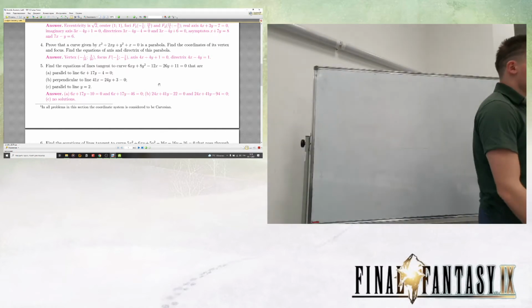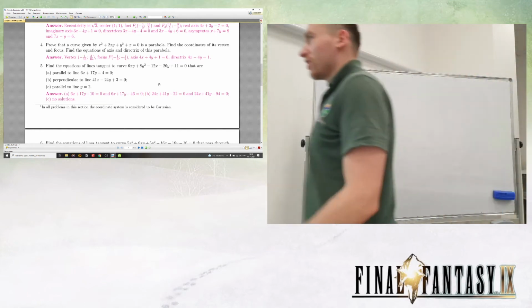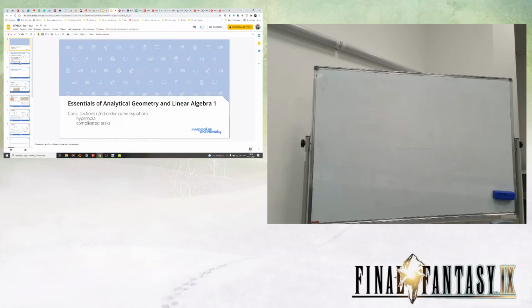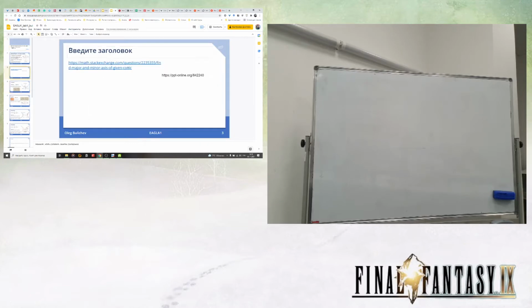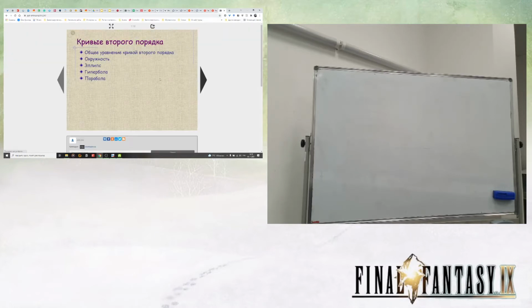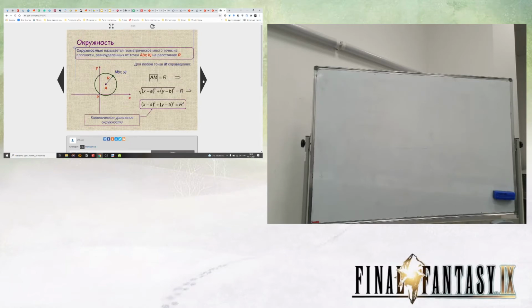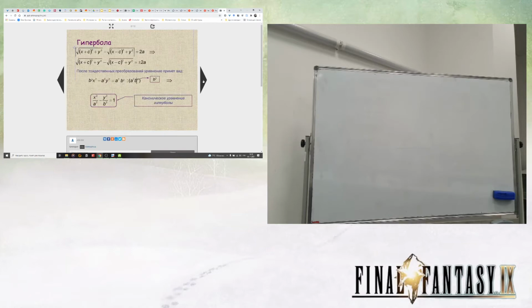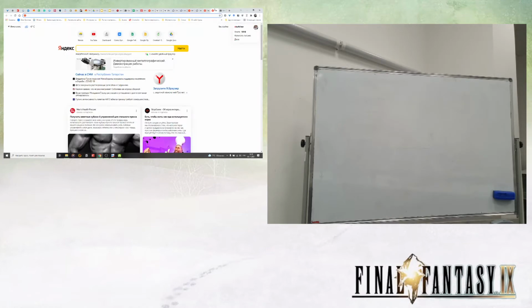So let's start from what? What do you prefer: parabola, hyperbola, or ellipse? By the way, I found interesting material, one in Russian, one in English. The one in Russian consists of a lot of equations and so on. It might be helpful.